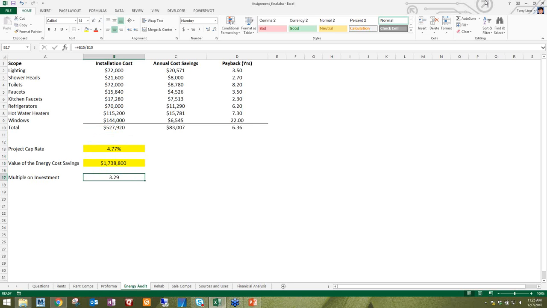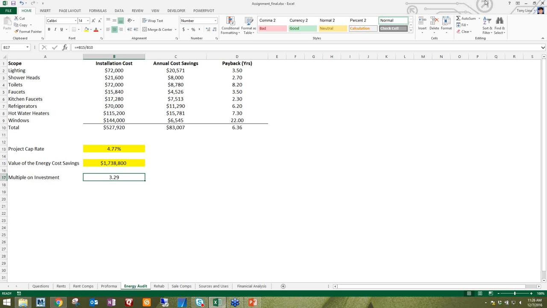So it means I put in 500, I'm going to get back 1.7. I input 527, and I'm going to get back 1.738 million. So it's just your value divided by your initial investment. So that's just the multiple on investment. It's just another way of looking at it, right? You can have a great IRR but a small multiple on investment, because you're ignoring time.